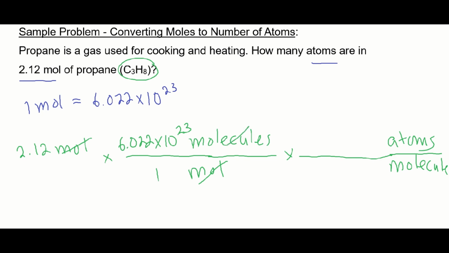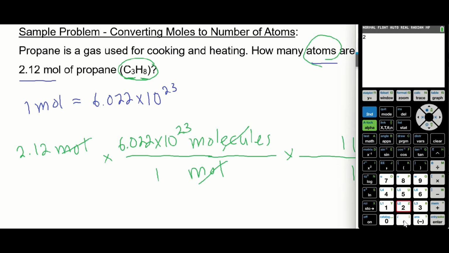And then we had this second conversion factor to get rid of molecules and end up with atoms, because the question is asking about atoms. So 1 molecule of propane has 3 carbon atoms and 8 hydrogen atoms, so a total of 11 atoms. Now we can punch these numbers in our calculator.